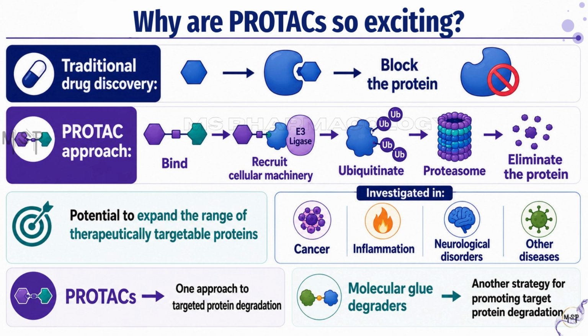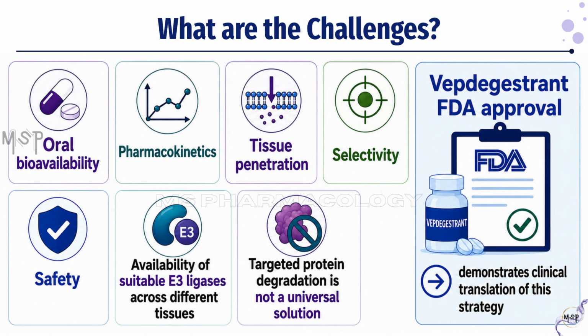And PROTACs are only one approach. Another important strategy is molecular glue degraders, which promote interactions between target proteins and degradation machinery through a different mechanism. PROTACs are not without limitations. Their relatively large and complex structures can create challenges involving oral bioavailability, pharmacokinetics, tissue penetration, selectivity, safety, and the availability of suitable E3 ligases in different tissues.